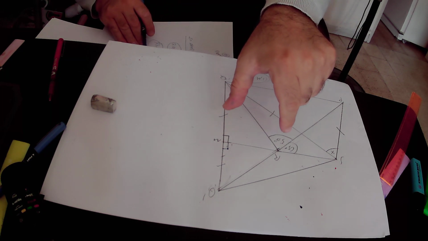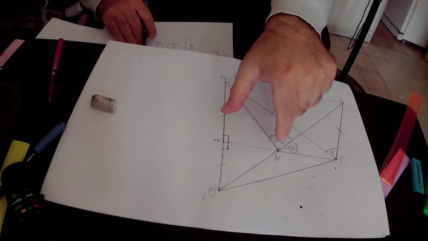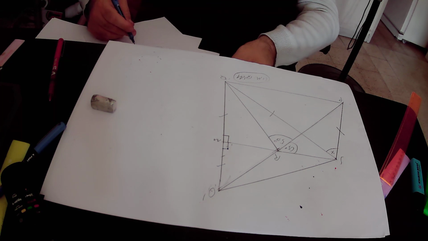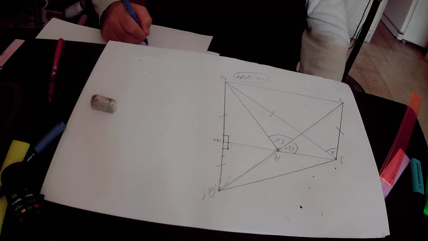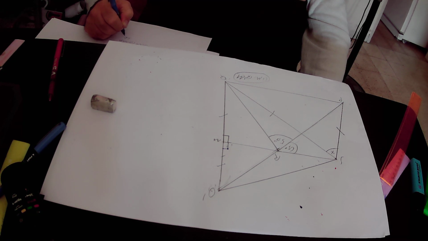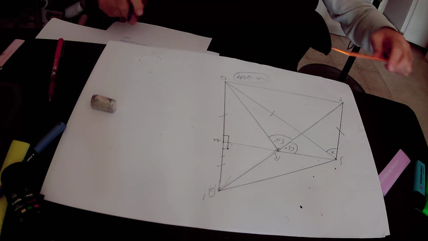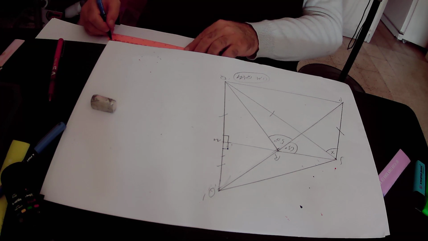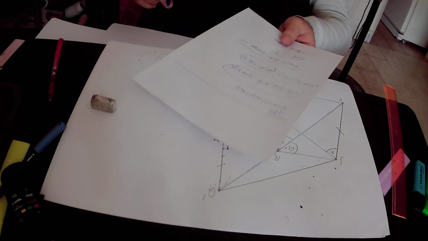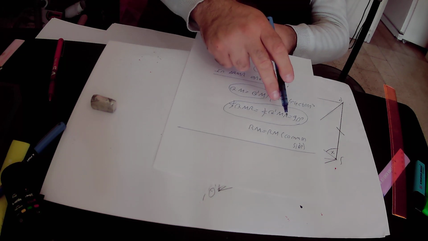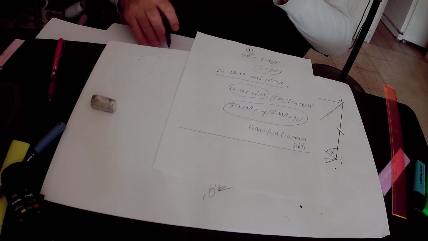And RM is a common side. That is to say, RM equals RM. It's a common side. It belongs to both triangles.